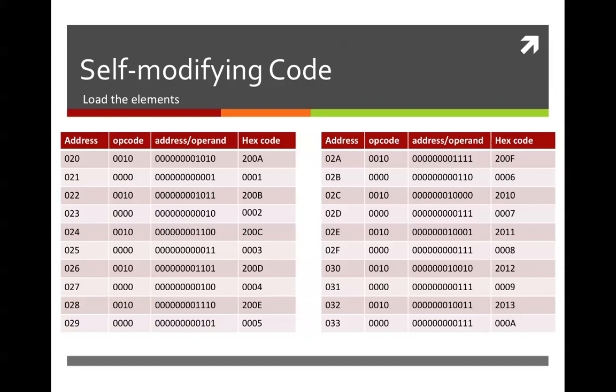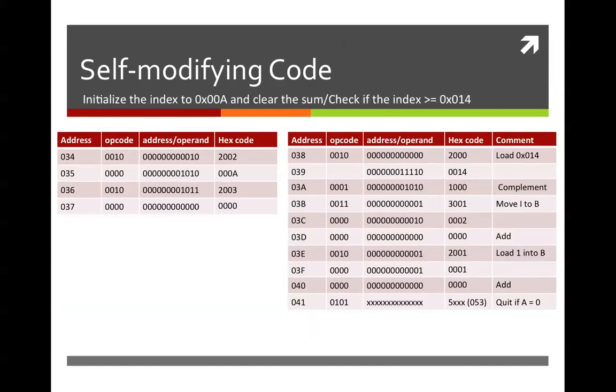Now, in this next part, I am just clearing or setting the index to the first location in the array, which is location A. That is the index register right there. I'm actually loading this constant into that location. And then after that, I clear the sum. I put a 0 into location 3.